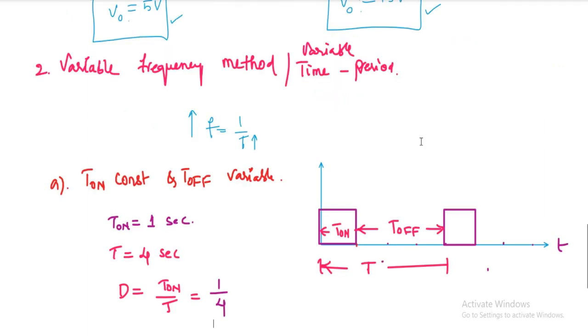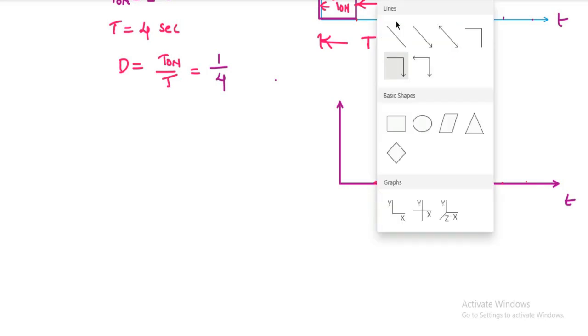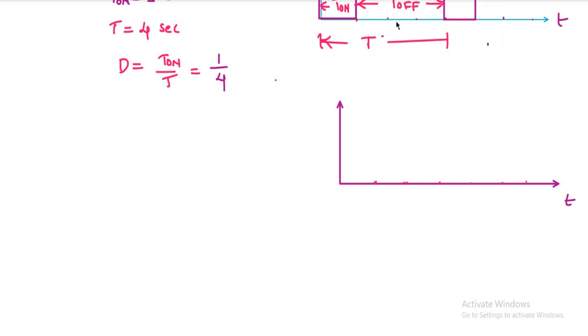I am going to draw the graph for this, so let me take the time slots. Here I am going to change the turn off period now. Turn on is constant, 1 second, but I am keeping the turn off also as 1 second. Earlier the turn off was 3 seconds, but now I have reduced the turn off to 1 second.